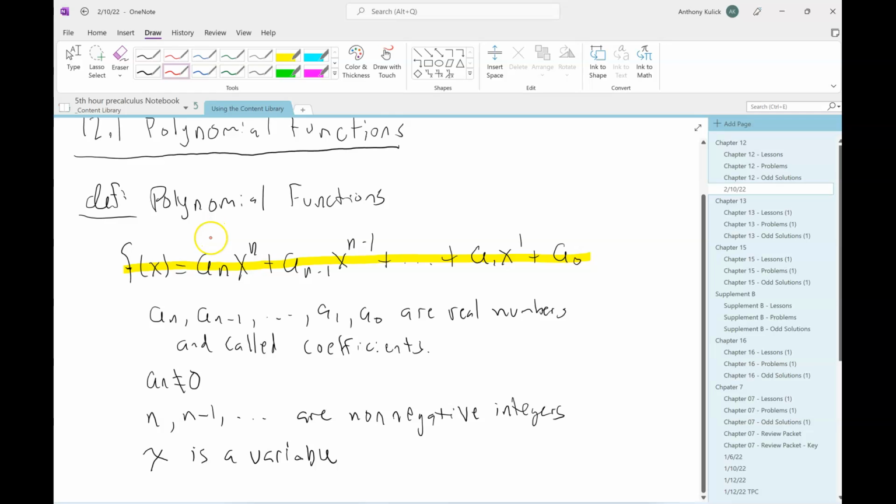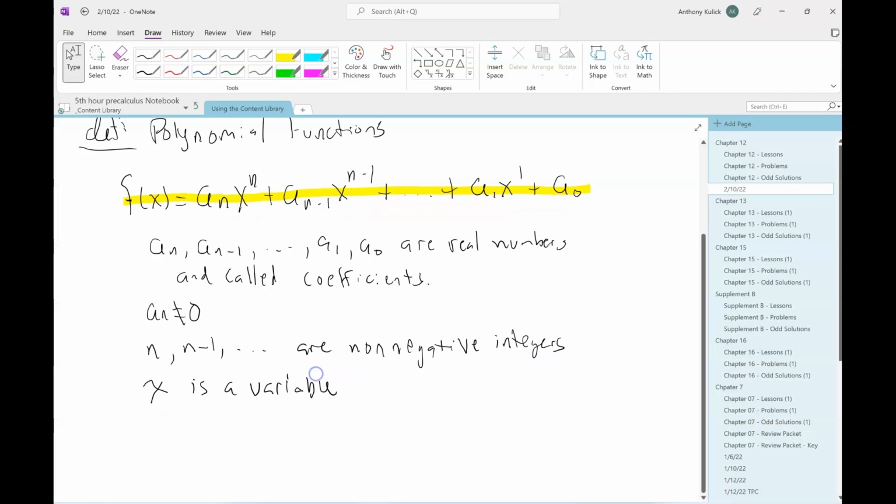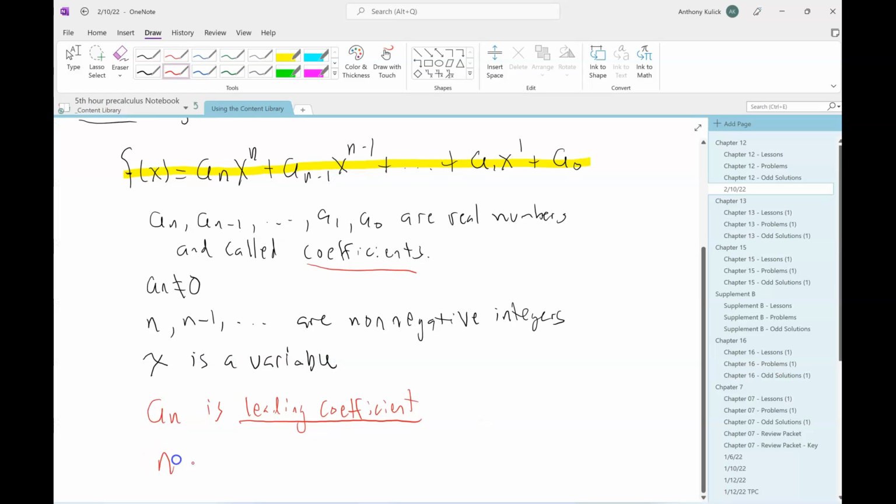Okay? We say that a sub n is the leading coefficient. So that's the special coefficient. And we say that n is the degree of the polynomial.